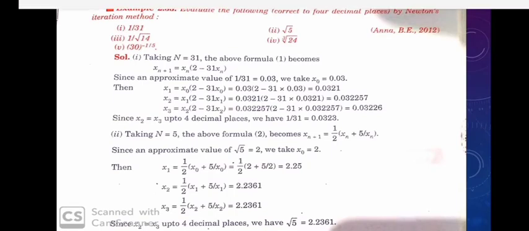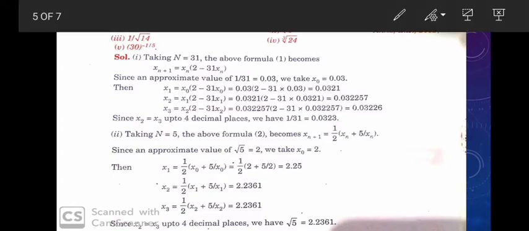Okay, so first, our first question is 1 by 31. Here we will let n be 31, because 1 by 31 is given, it means in place of n it is written 31. So according to the formula, x(n+1) is equal to x(n)(2 minus n x(n)). In place of n I have written 31. Afterwards, first you have to find the approximate value of 1 by 31, which is about 0.03.